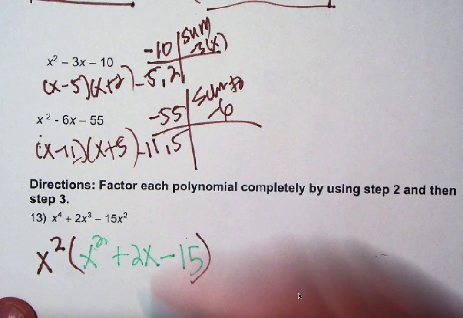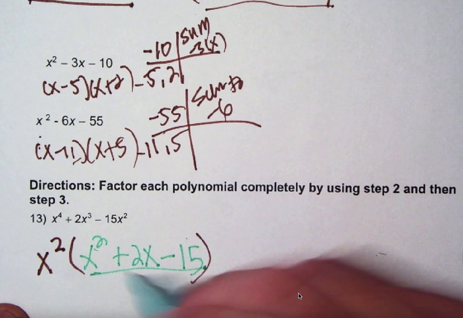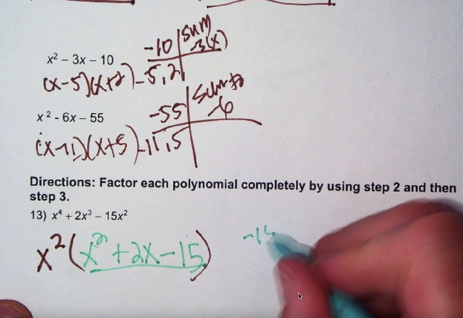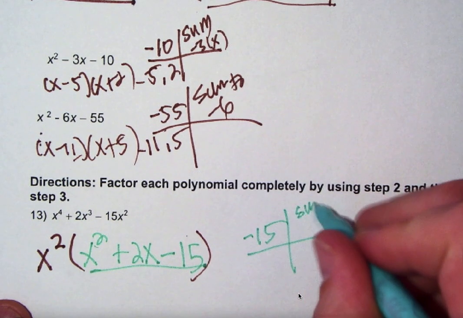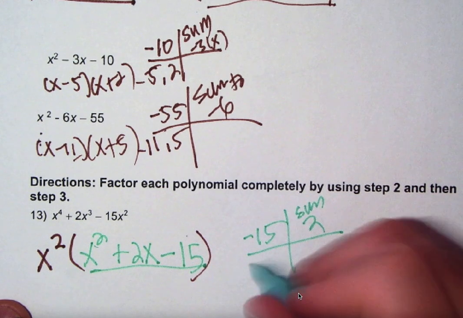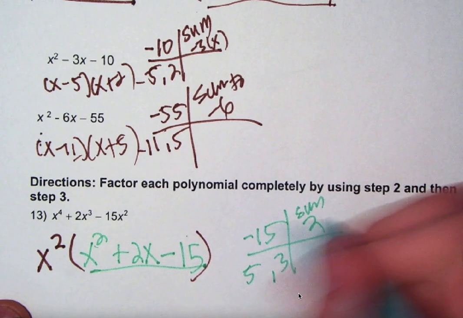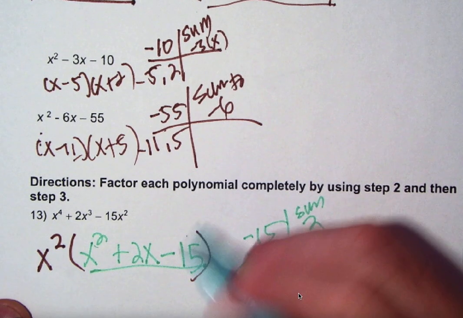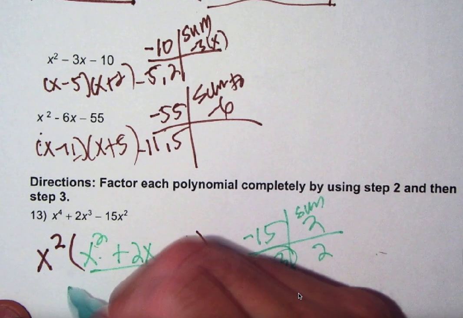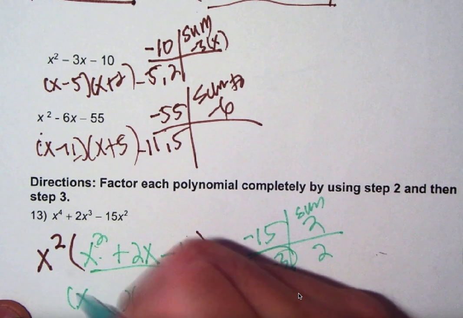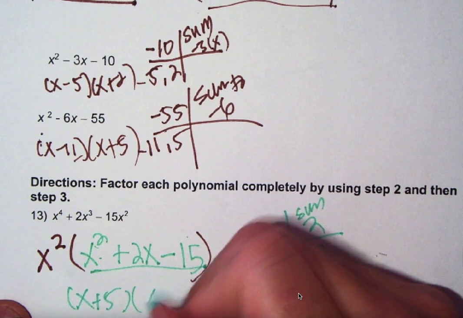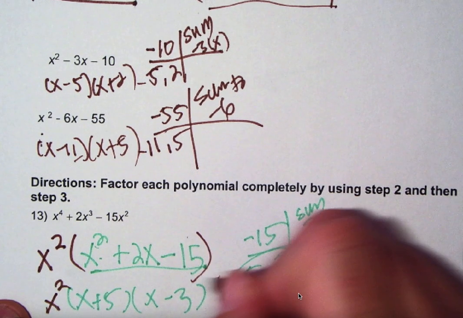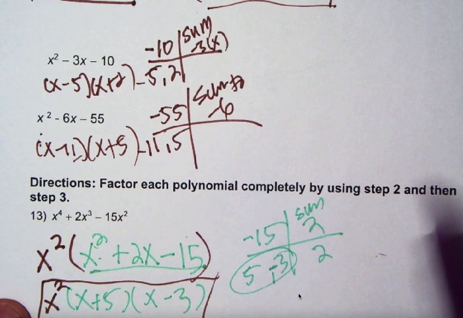Now, step 3 says to look at what's left. Can it be factored more? Well, yes, this is in the form we just saw up here. So check to see if something multiplies to negative 15 and sums to 2. Like 5 and 3. So 5 and negative 3 add up to 2. So that means x squared plus 2x minus 15 came from two parentheses that looked like x plus 5 times x minus 3. And we pulled out an x squared earlier. And there you have it.